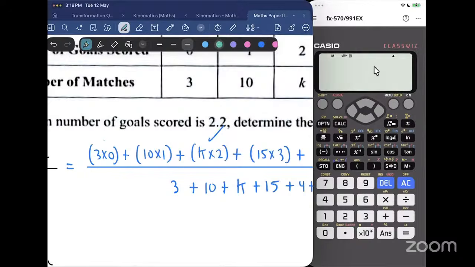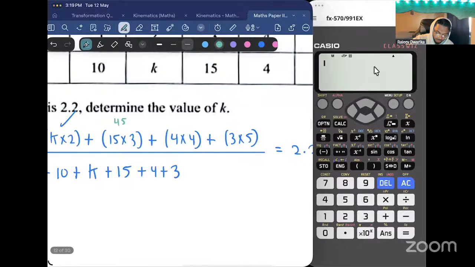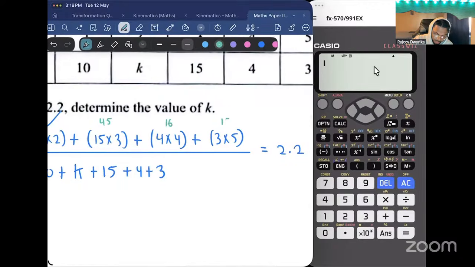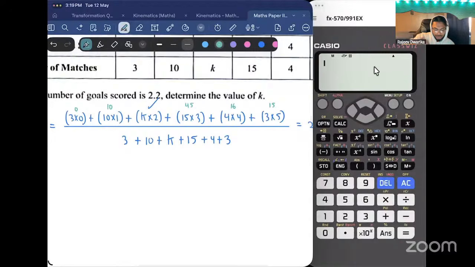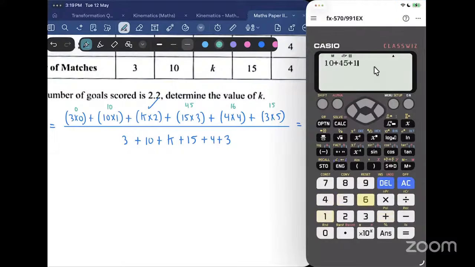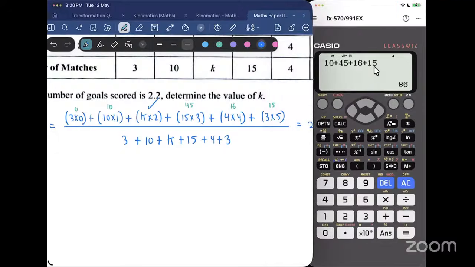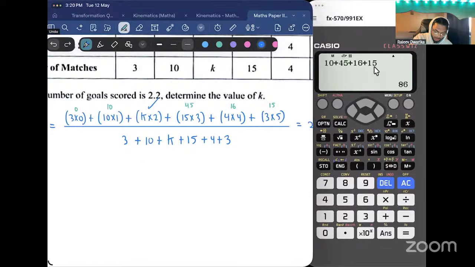Well, 3 by 0 is 0. 10 by 1 is 10. 15 by 3 is 45. 4 by 4 is 16. 3 by 5 is 15. So we're going to add up everything. What is 10 plus 45 plus 16 plus 15?